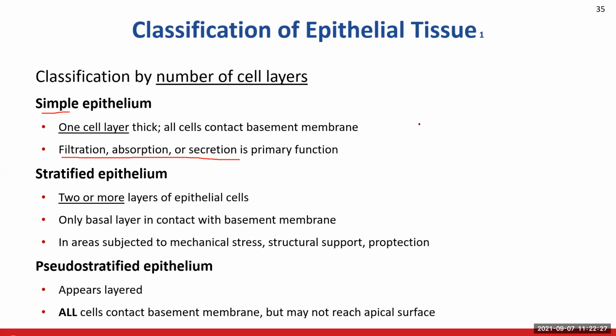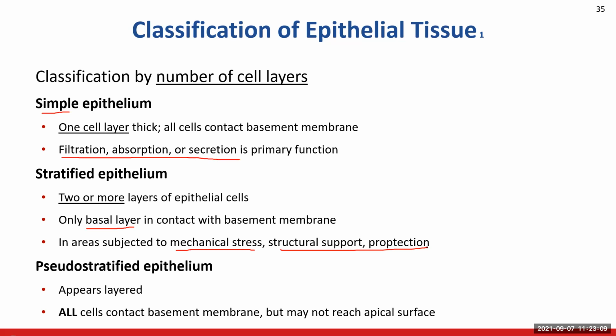So when we're also classifying the epithelium based on the number of cells, if it's more than one cell layer thick, so if it's two or more cell layers thick, then we call it stratified epithelium. And in that case, the bottommost layer, the basal layer, is going to be in direct contact with the basement membrane. So this type of epithelium is going to be ideal for areas that undergo a lot of mechanical stress, where we are in need of structural support and protection. So that's stratified epithelium.